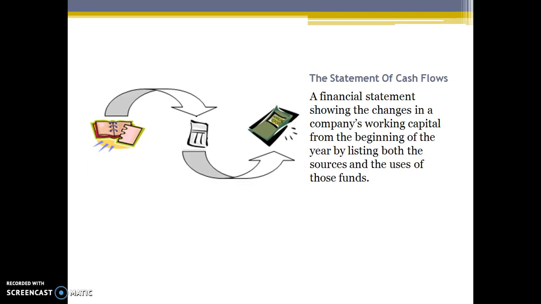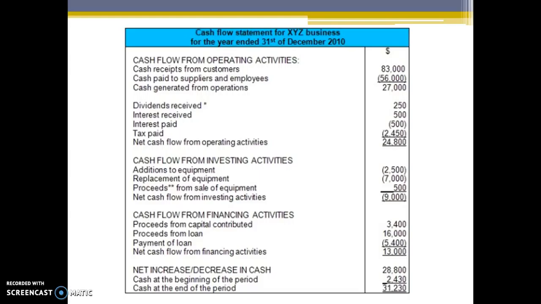The statement of cash flows is a financial statement showing the changes in a company's working capital from the beginning of the year by listing both the sources and the uses of those funds. And here is a cash flow statement. As you can see here, there is a lot that goes within this one. Cash flows from investing activities, financing activities, and lastly, net increase and decrease in cash.